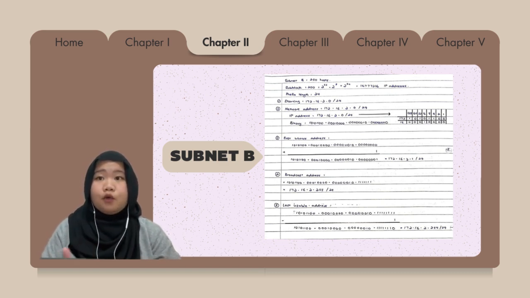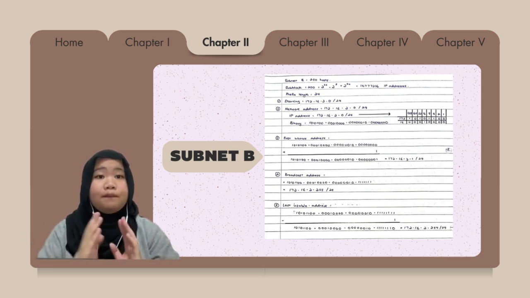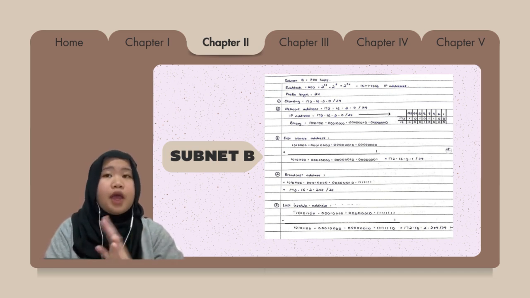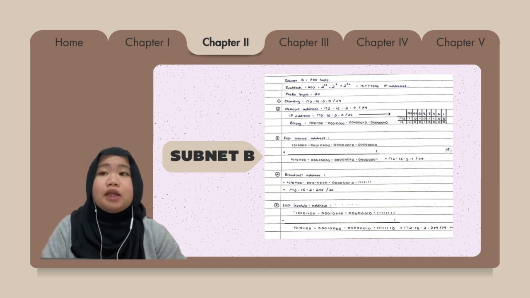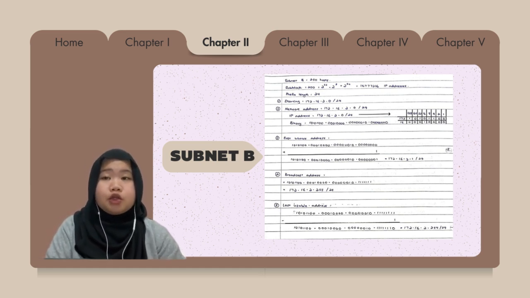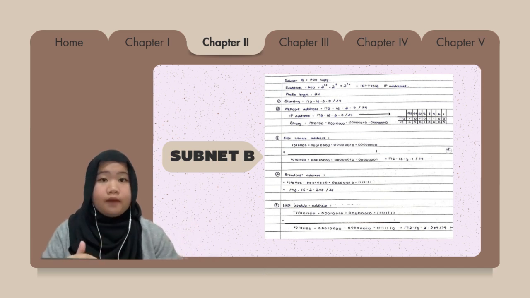And then next for the broadcast address, we're going to use the binary form, but for the first 24 bits, we're going to maintain it, don't change anything, you just copy it down. But after the bits of 25, we have to change it all to 1. So we're going to find 172.16.255/24. We're going to change it to the decimal form back.